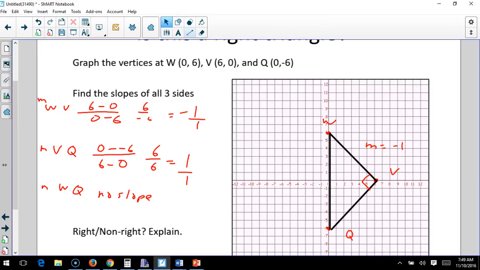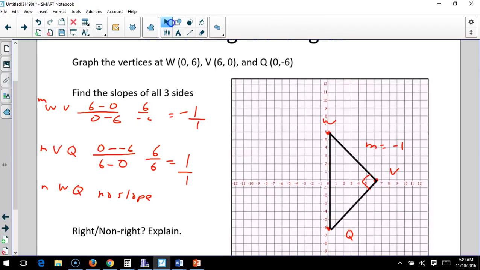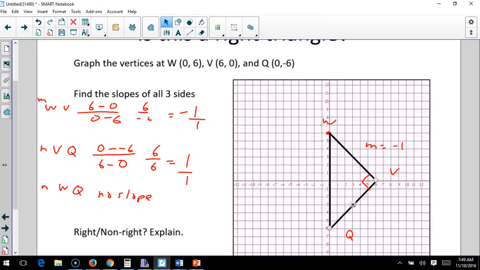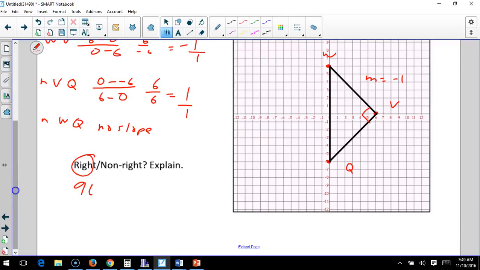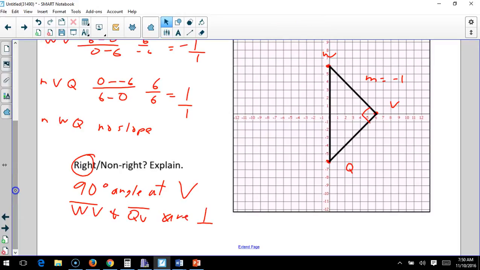Now, it may not look like that because of rough drawings, but that is a 90-degree angle right there. So, right or not, it's right. 90-degree angle at V. Or you could say WV line segment and QV are perpendicular. Either way is fine. There you go.